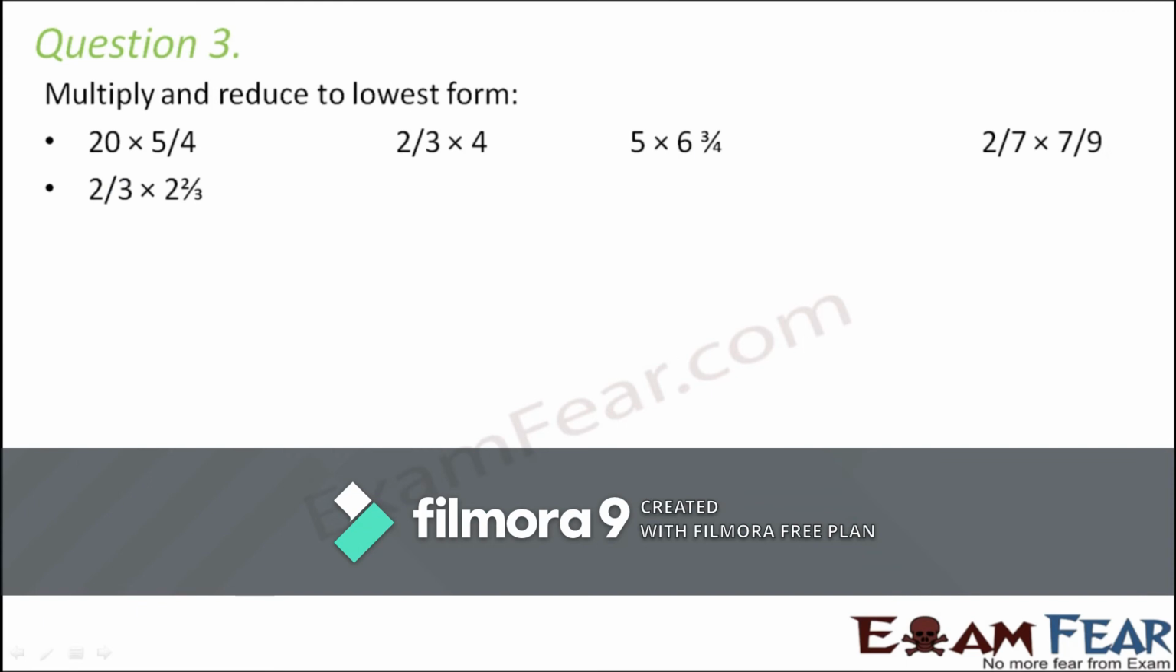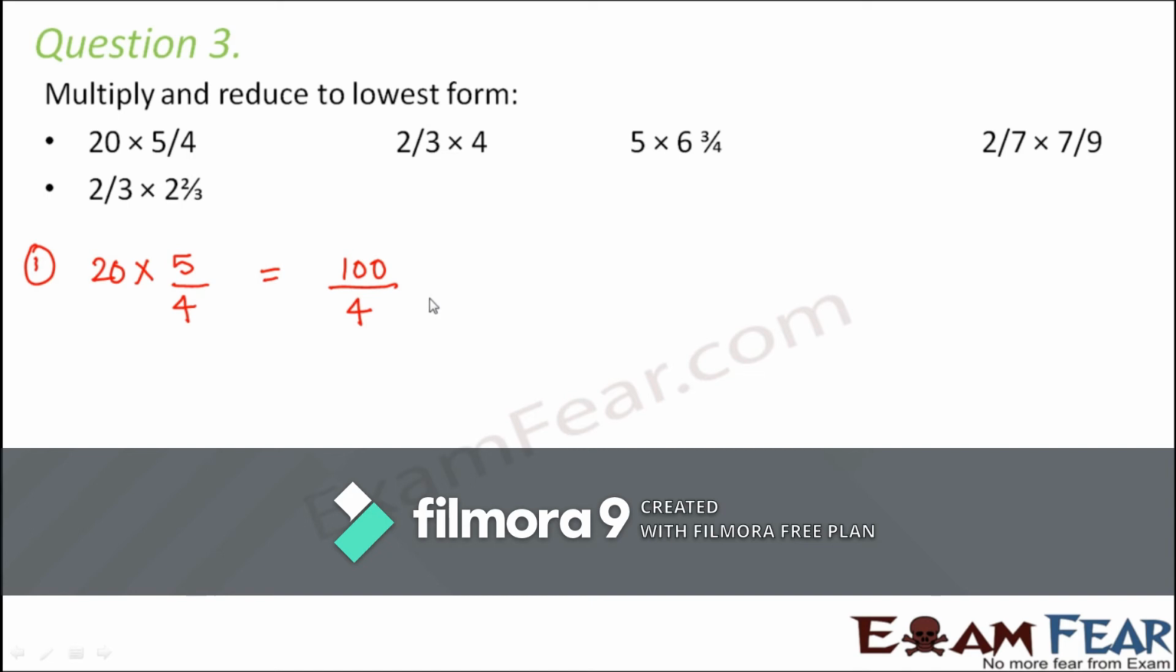Question number 3. Multiply and reduce to lowest form. So here we will have a good practice. Let us start with the first one. It is 20 multiplied by 5 by 4. So how do we multiply this? Again, numerator with numerator. So 5 into 20 is 100 divided by denominator into denominator, which is 1 into 4, that is 4. So this would be 100 by 4.